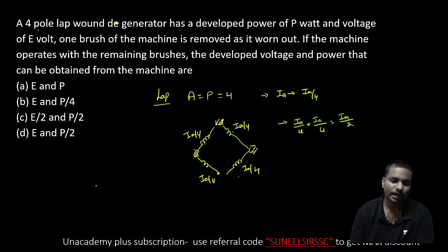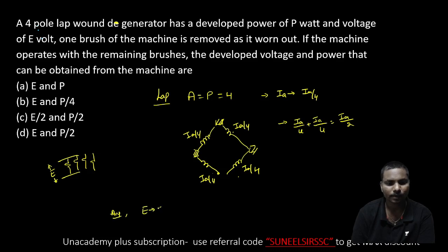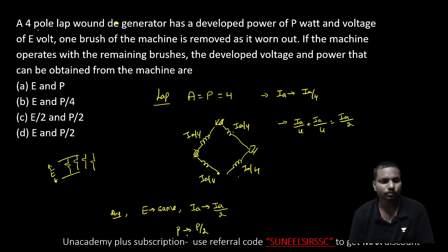And if any parallel paths are removed, the EMF will be the same across the parallel paths. In parallel, EMF will be the same. So the EMF is the same and current becomes Ia by 2. Then what will be the power? E into Ia by 2, so power becomes P by 2. As current is halved, power also becomes half. So E and P by 2. The answer is option D.